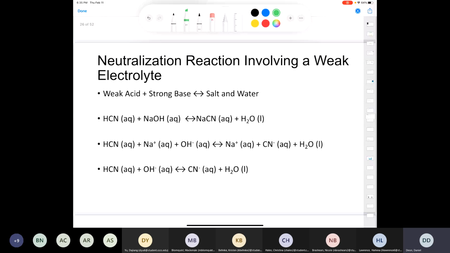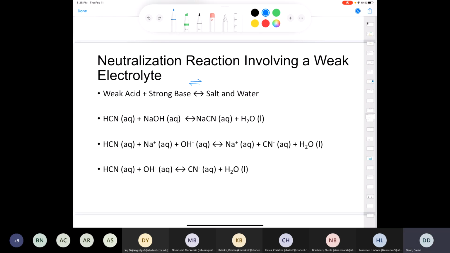What about a neutralization reaction that involves a weak electrolyte, meaning a weak acid or a weak base? Let's take a look at what happens when we combine a weak acid with a strong base. We still end up with the salt and water, but notice that we have equilibrium arrows instead of an irreversible arrow. HCN is hydrocyanic acid. It's not a strong acid. It's a dangerous acid, but it's not a strong acid. In fact, it's a gas when it's not in solution. That's what they used to use in the gas chamber in California as a poison.